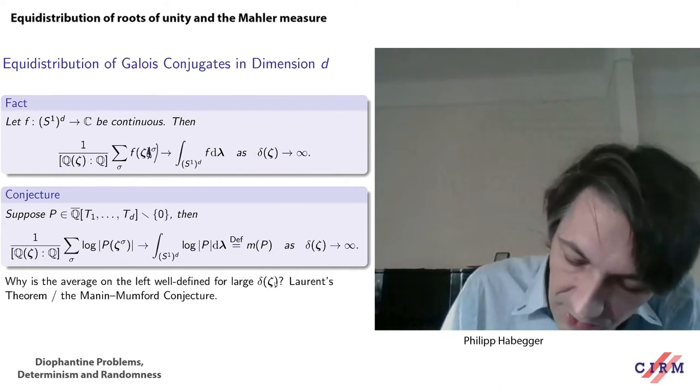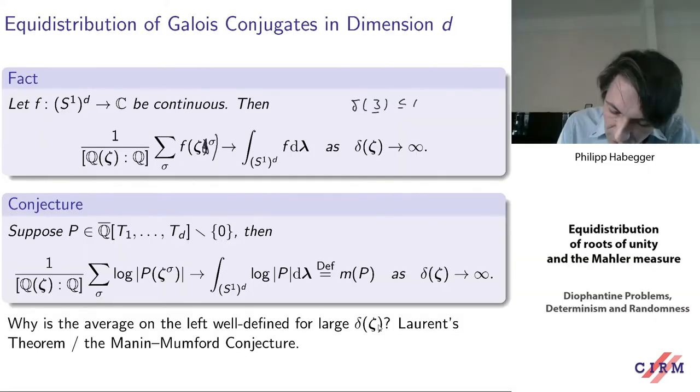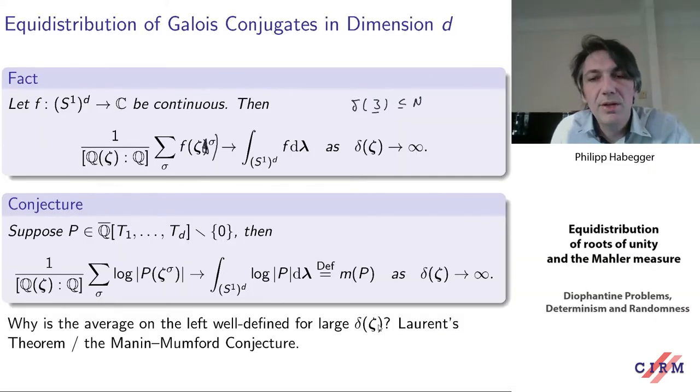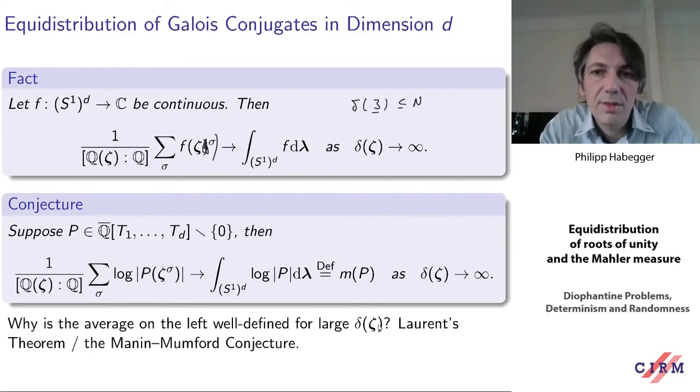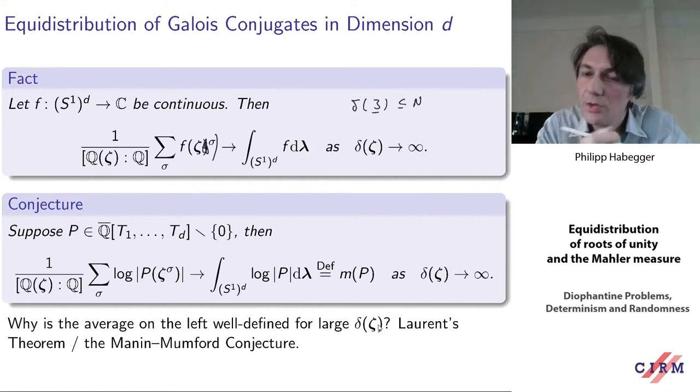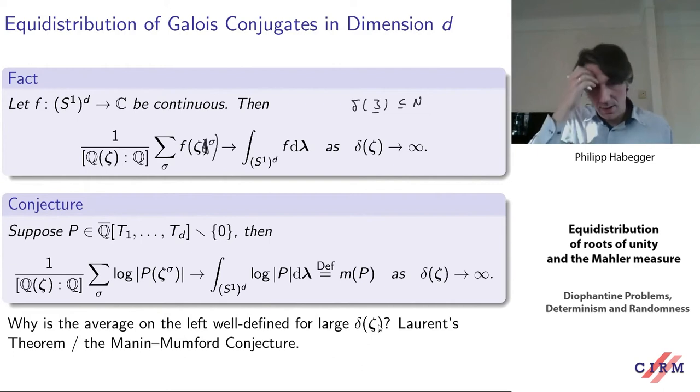So let me also state that delta of zeta is always at most the order n, because if I take zeta to the nth power, I get 1. So n is a non-trivial character whose kernel contains zeta. So the delta invariant of zeta is always at most n. But of course, it can be much smaller than it.